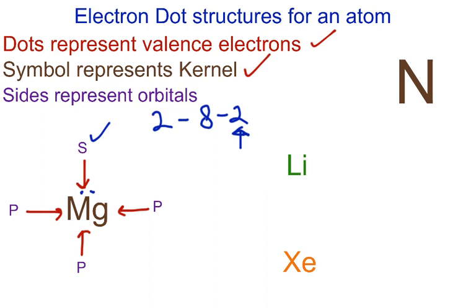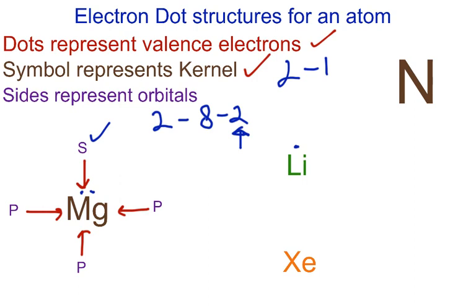Now, if you had lithium, you'll simply look at the configuration again, and you'll see lithium's configuration is 2-1. So you will simply put 1 dot up here, in the s location, and you're done. Lithium has 1 valence electron, so it gets 1 dot.